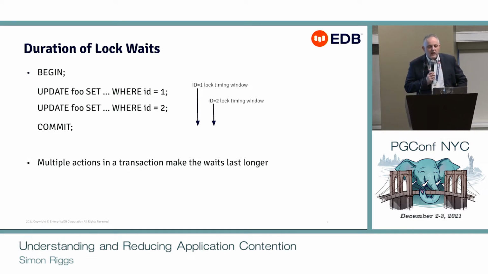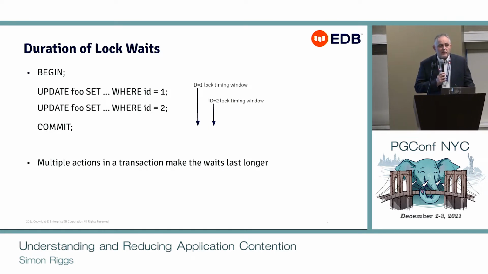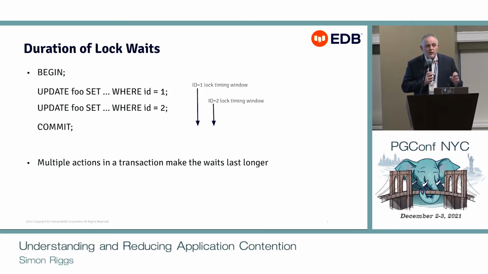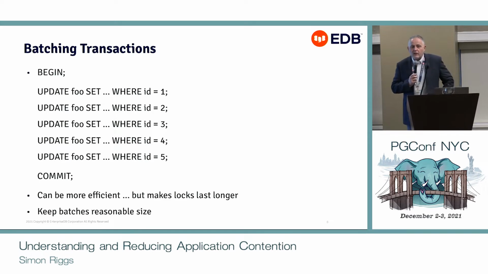So how long do the locks wait? Well, they start from when you take the lock and they end at commit. If you're taking multiple locks in a transaction, then the first lock you take will last the longest, then the second lock, and then the third lock, etc. So multiple actions in a transaction make the waits last longer because the whole transaction is lasting longer as a result. The bigger, the fatter the transaction, the longer the duration of the lock waits that you will see. And obviously, if you batch together transactions, doing lots of actions inside one transaction, then the lock waits will grow substantially as a result.